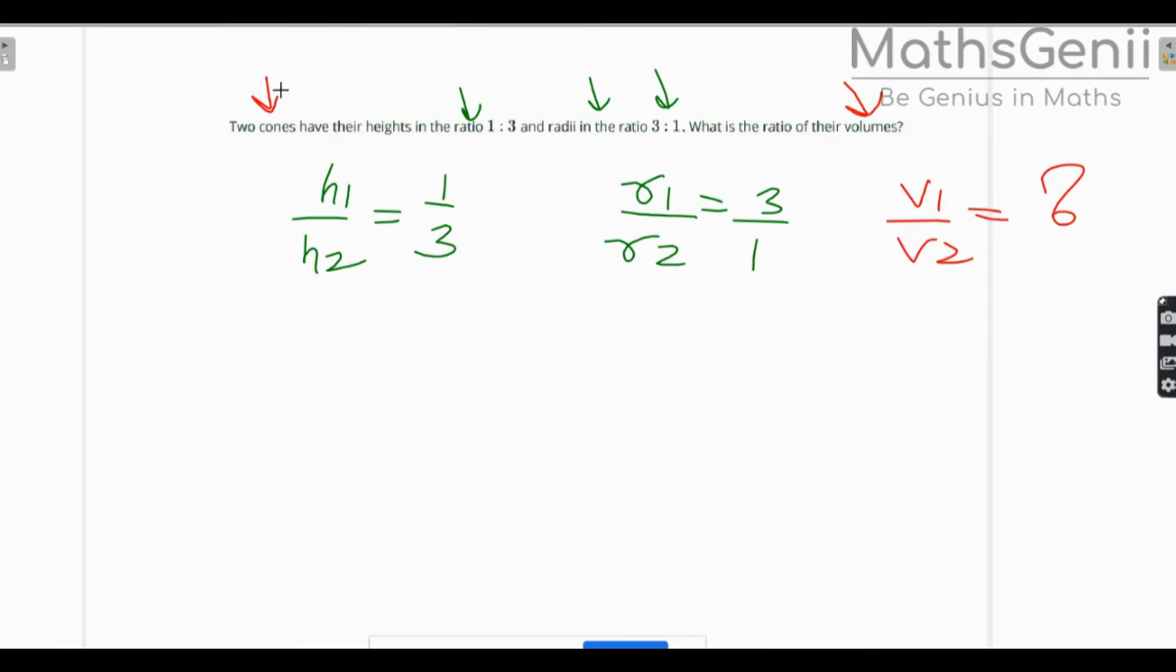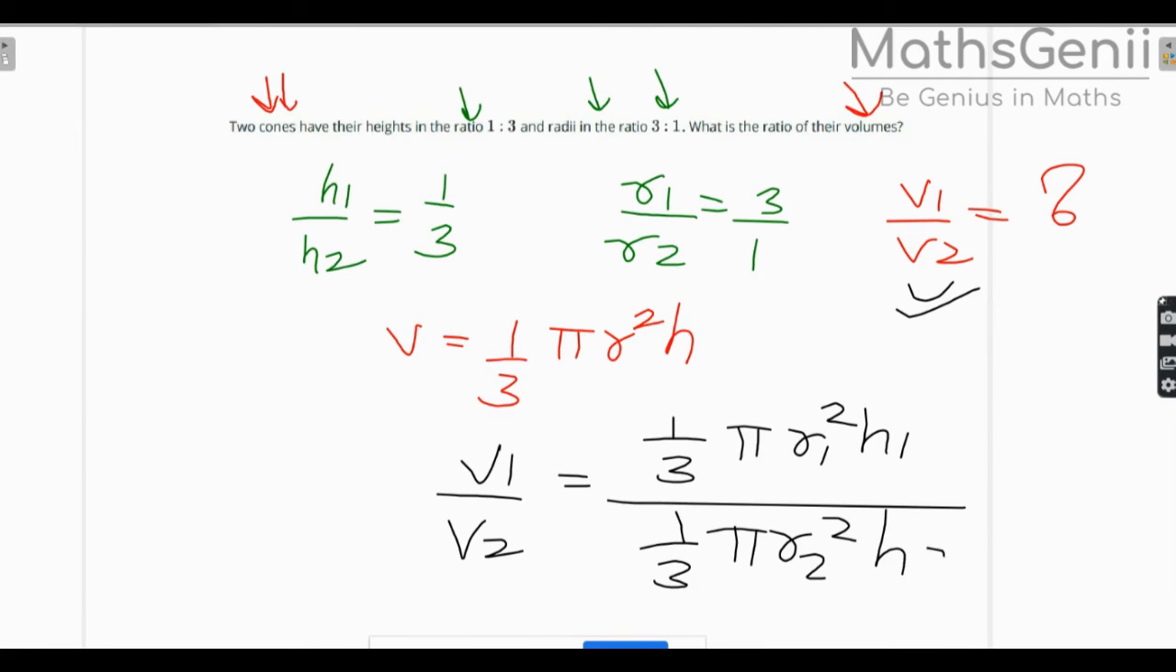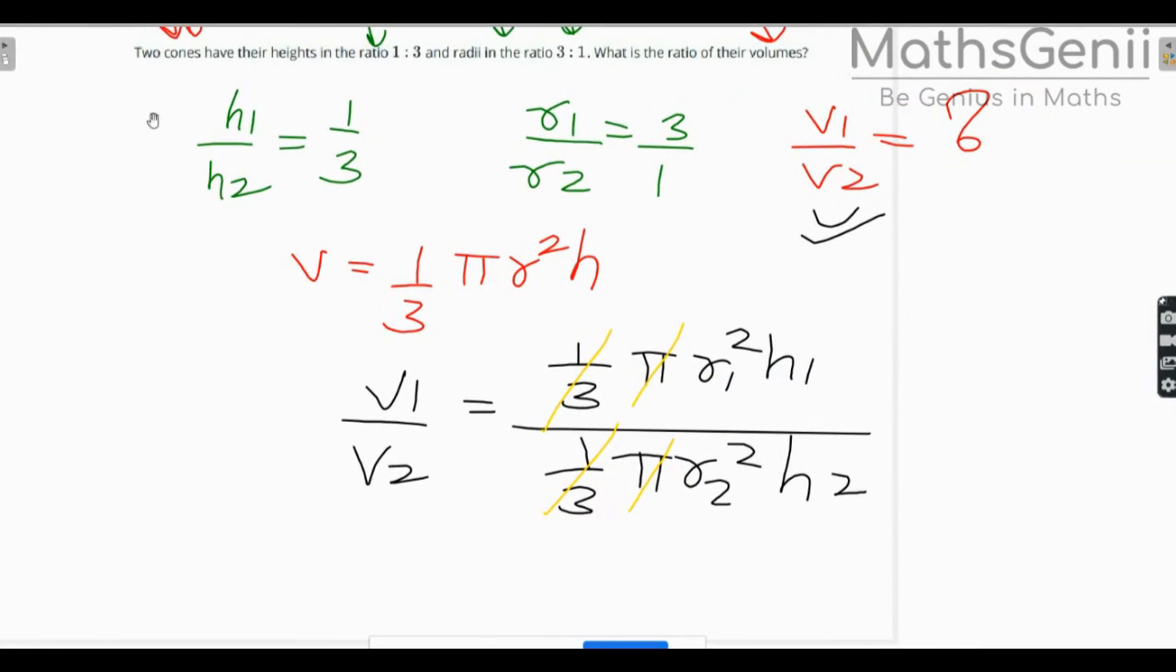Now we are talking about a cone. What is the volume of a cone? It is 1 upon 3 pi r square h. But we want to find the ratio. So let's write v1 upon v2 is equal to 1 upon 3 pi r1 square h1, upon 1 upon 3 pi r2 square h2. Let's cancel what is common: 1 upon 3 and pi are common and get cancelled. Now what remains? Very simple.